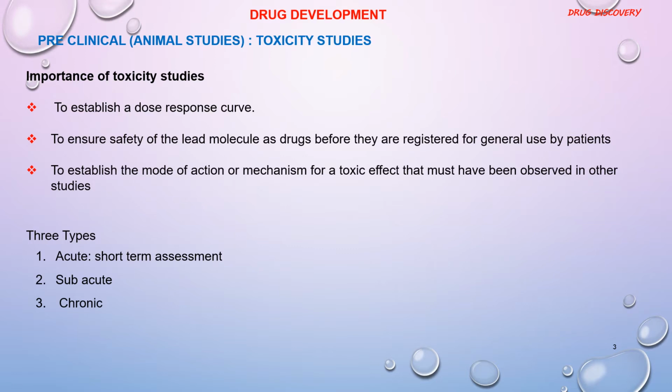The importance of toxicity study in drug development is to establish the dose response curve for the lead molecule, to ensure the safety of the lead molecule as a drug before it is registered as a drug for general use, and to establish the mode of action and mechanism of toxic effect if it has been observed in other studies. Three types of toxicity studies are there: acute, subacute, and chronic.